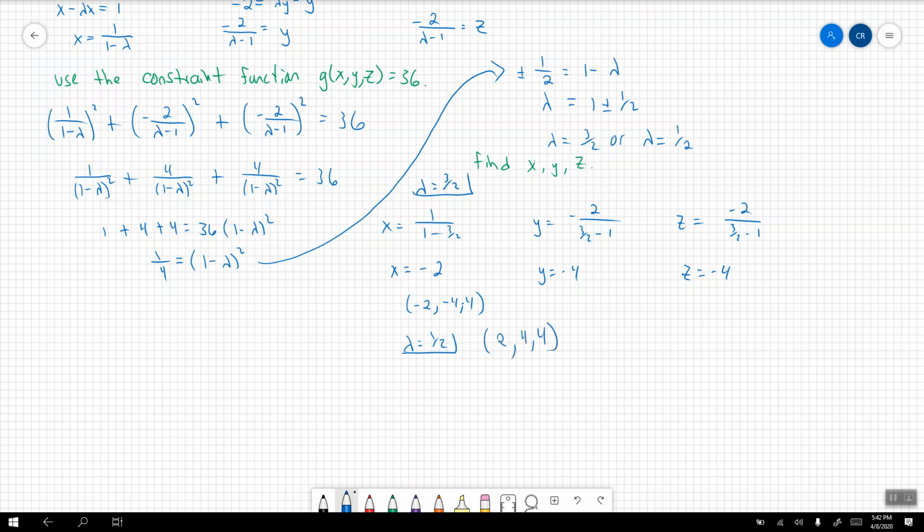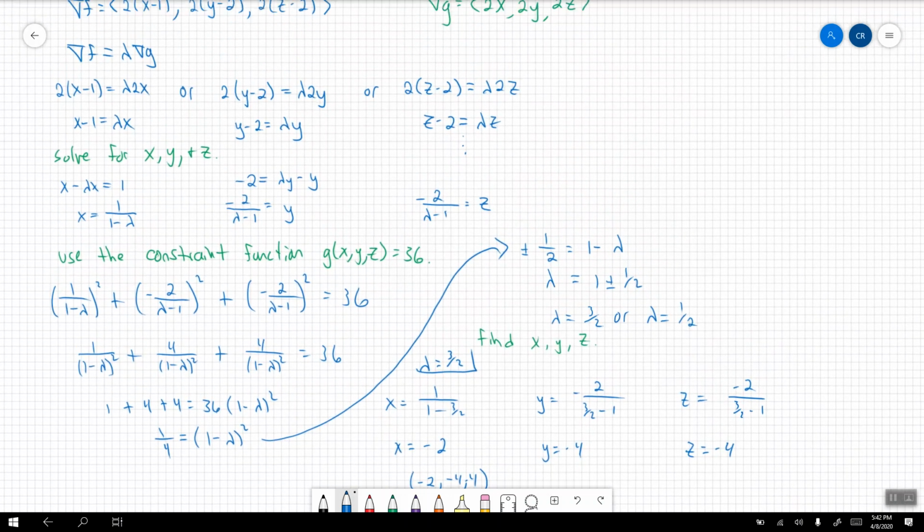Here's your answer. I hope you paused because that was quick. Alright, so your answer should be (2, 4, 4). Awesome. So, to fully answer the question, which one of these values is closest? Which one is furthest?